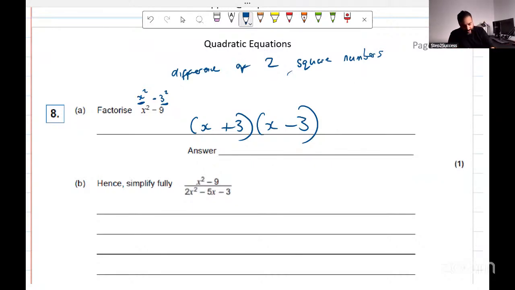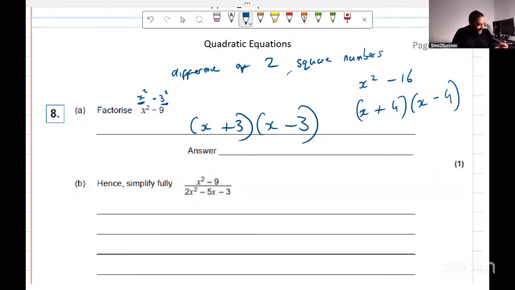So if I gave you another example, if I said x squared minus 16, it would be x plus 4 times x minus 4, and you would have the same thing. So that is how you factorize those quadratic expressions.